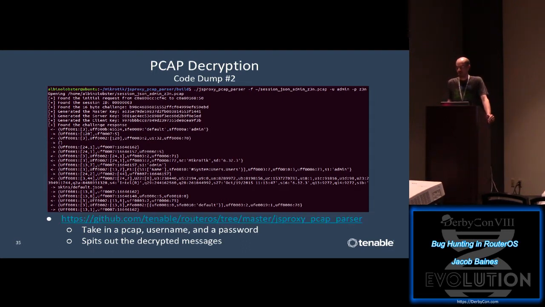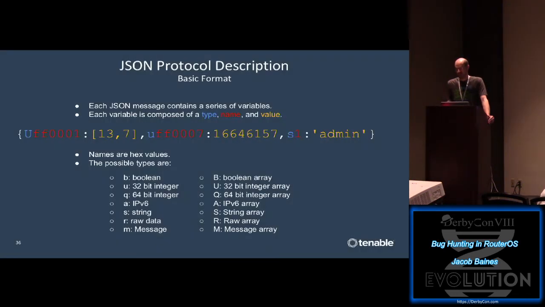This tool decrypts the contents of a JS proxy session in a PCAP, and it writes the decrypted messages to standard out. This is an example from 6.32.3, and we find underneath the RC4 encryption a JSON-based message system. But the protocol here isn't obviously anything, at least it wasn't to me, so I had to dig into it.